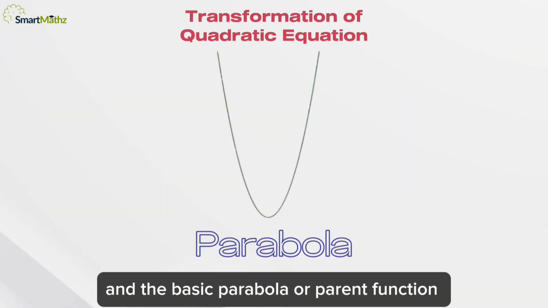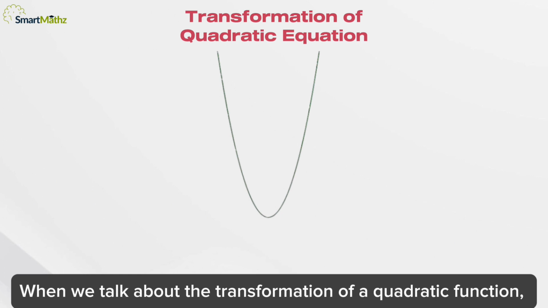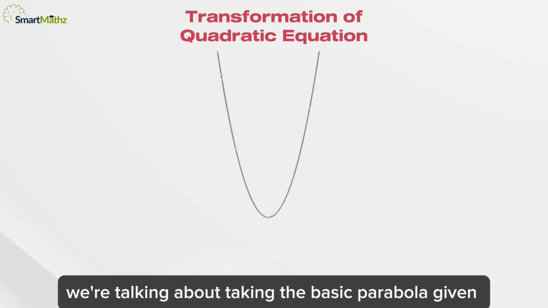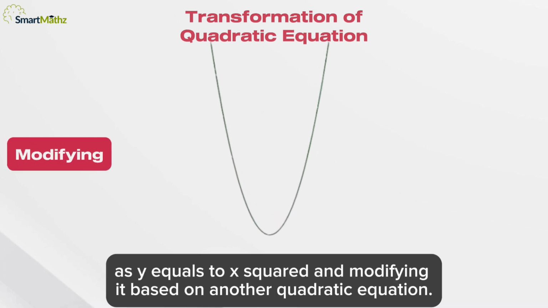And the basic parabola or parent function is f of x equals x squared. When we talk about the transformation of a quadratic function, we're talking about taking the basic parabola given as y equals x squared and modifying it based on another quadratic equation.